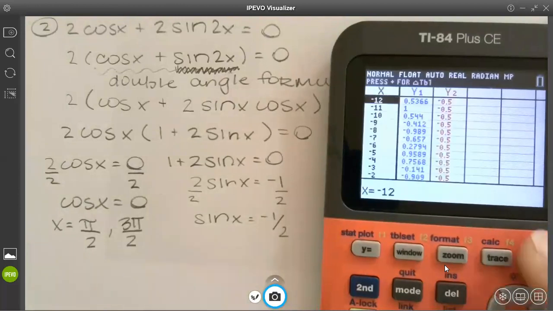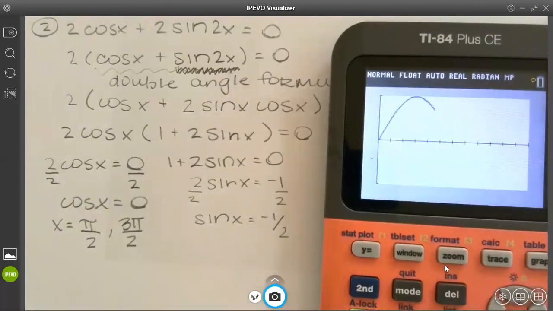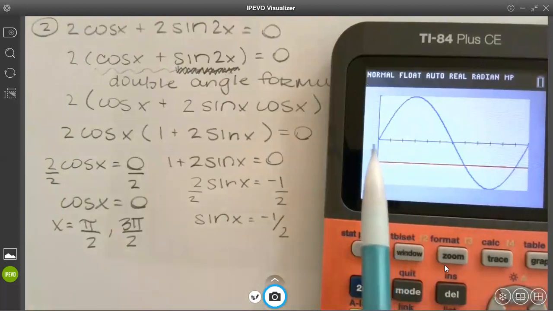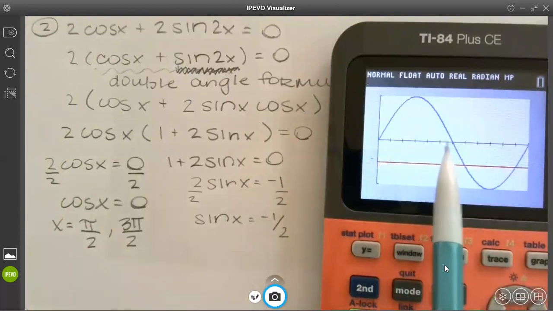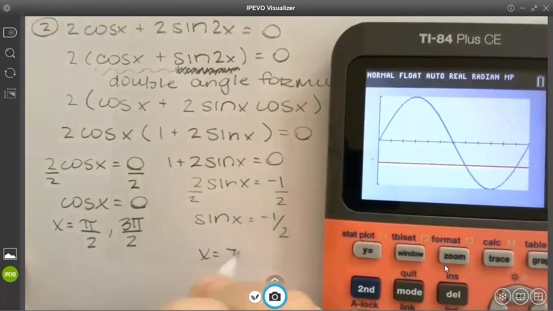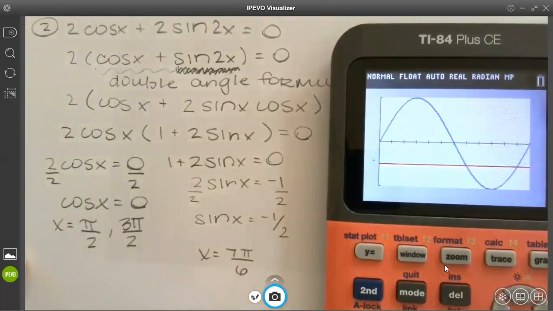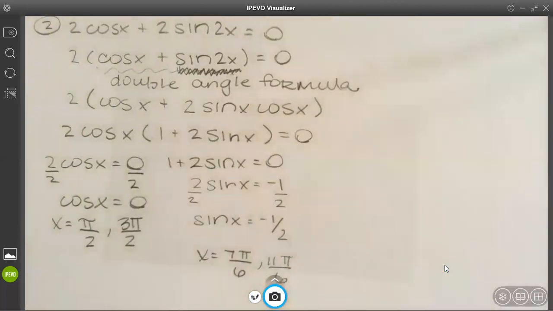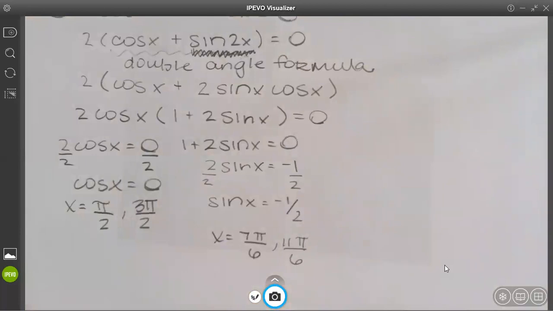So when I graphed, I see that it crosses at this one and this one. Count them. 1, 2, 3, 4, 5, 6, 7 pi over 6. Eight, 9, 10, 11 pi over 6. If you could reduce those, you want to reduce them, it doesn't matter. So there are your critical numbers.